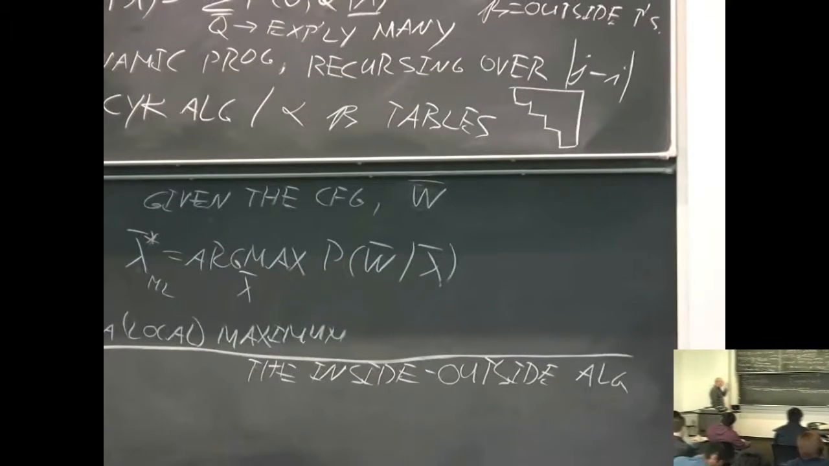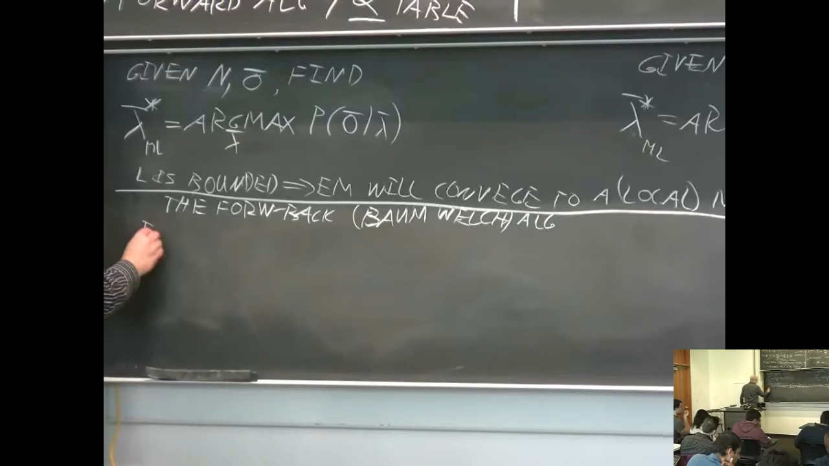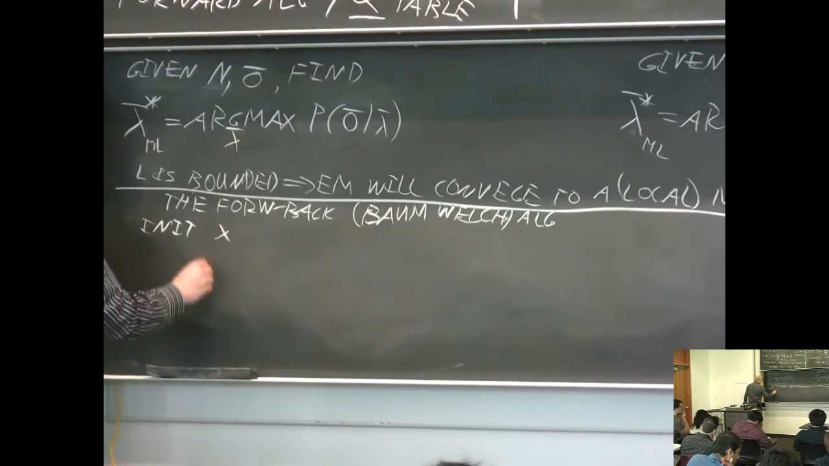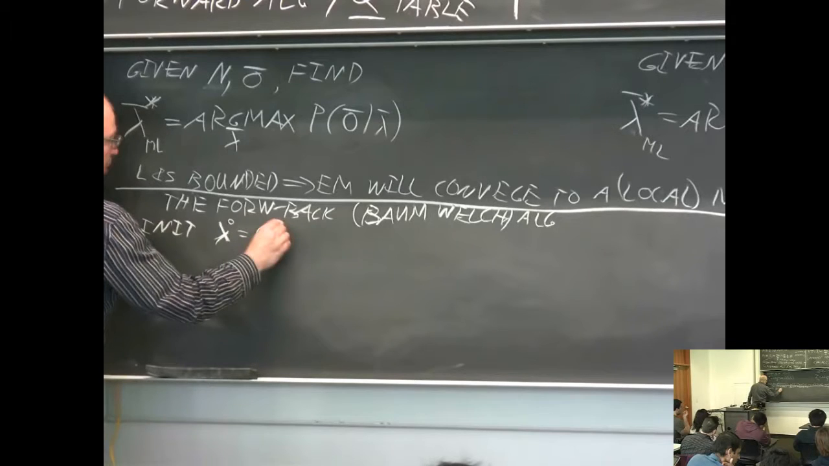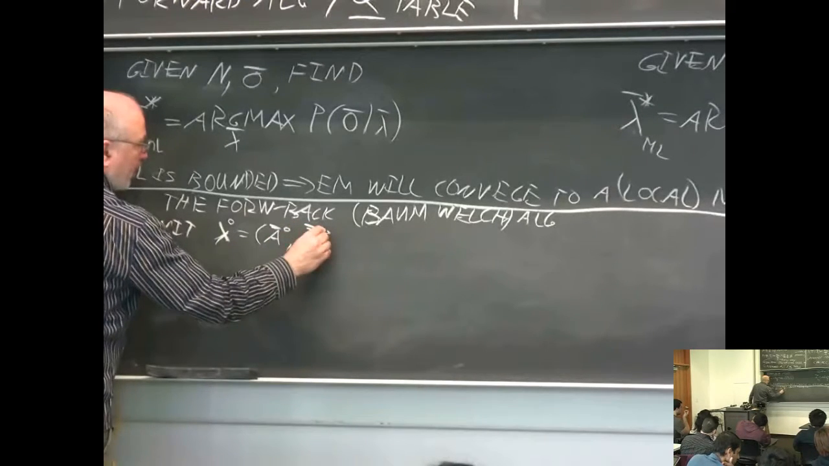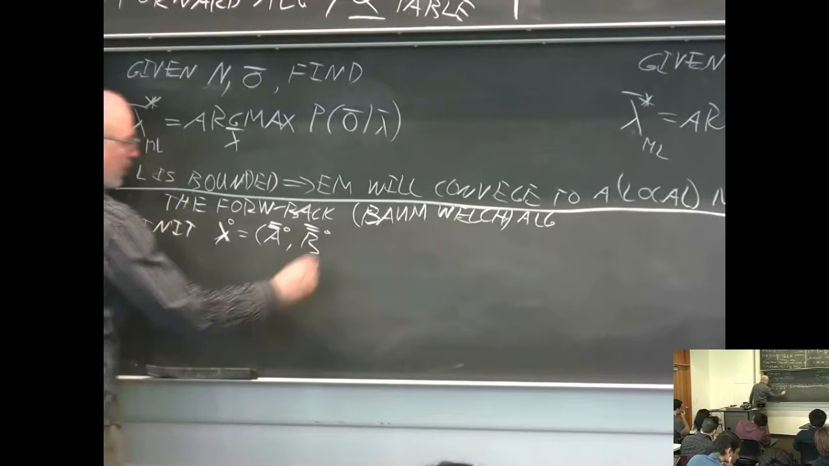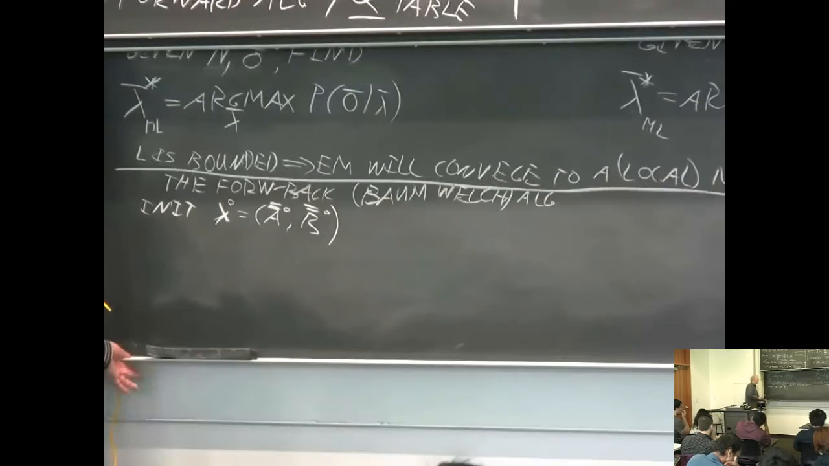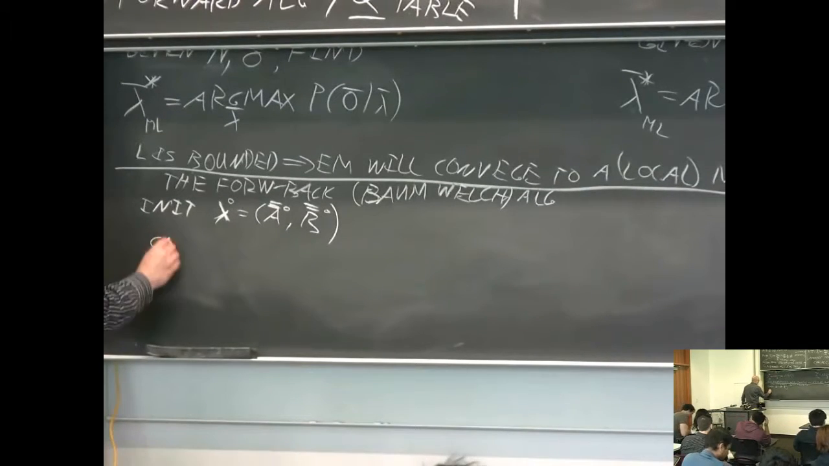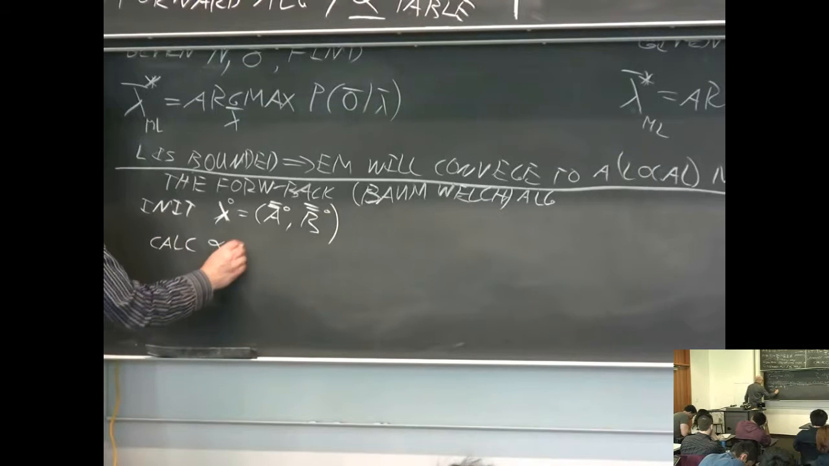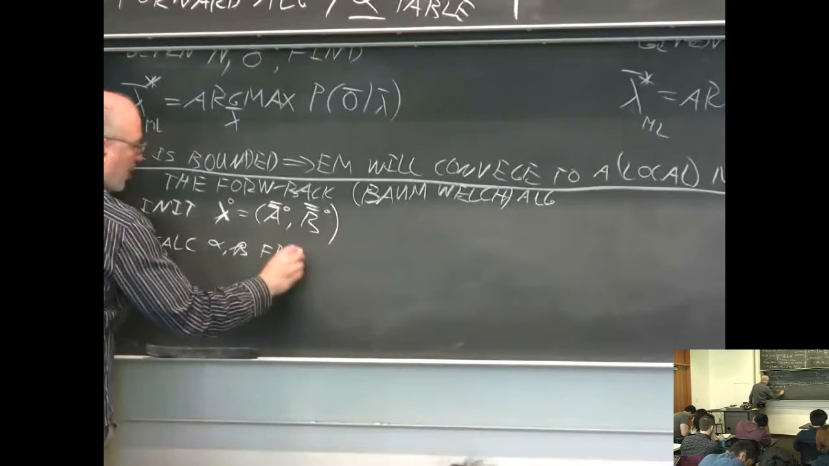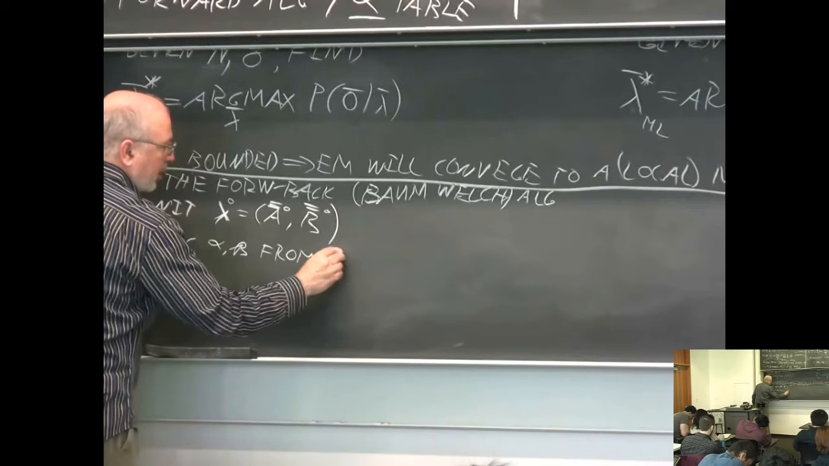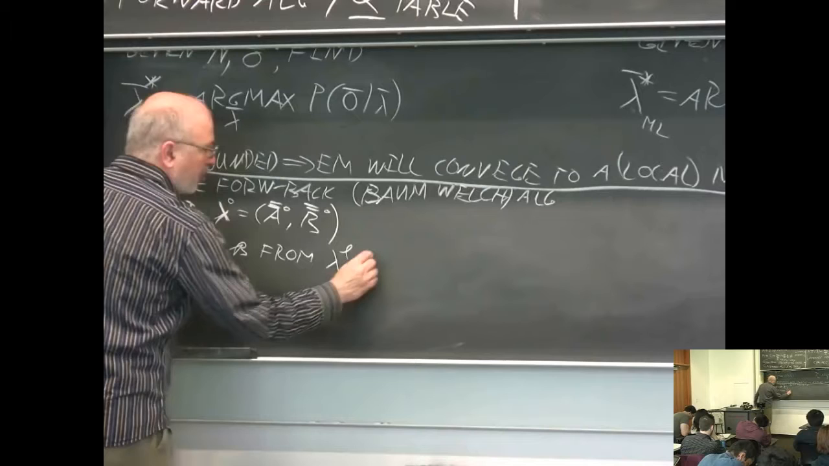How does the forward-backward algorithm work? You initialize the parameters, lambda of iteration 0, which consists of the transitions of iteration 0 and the emissions of iteration 0. I put double bars to remind you that these are matrices. And then, in the general step, I calculate alphas and betas from the existing model, lambda of iteration L, and the observables.